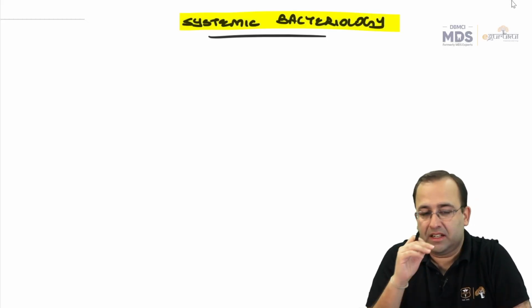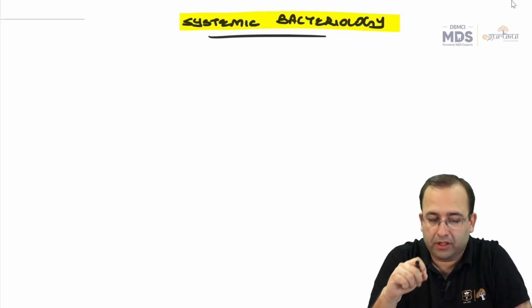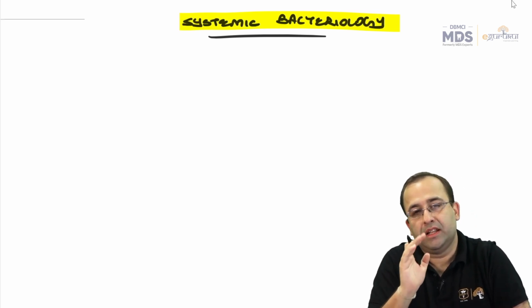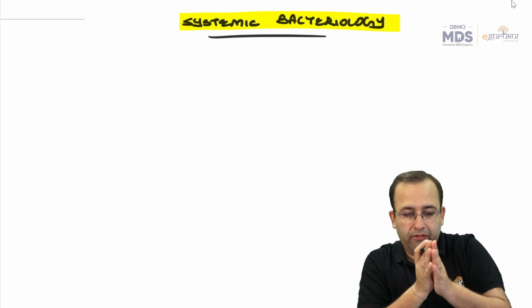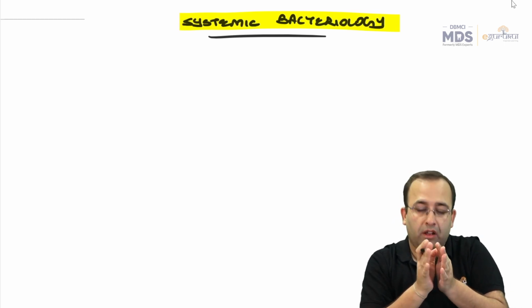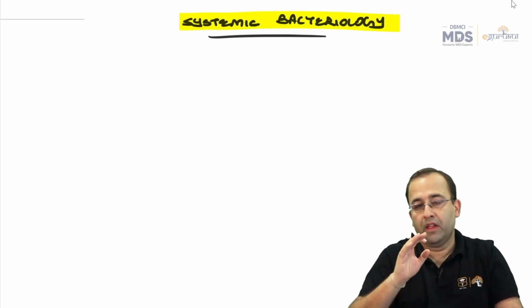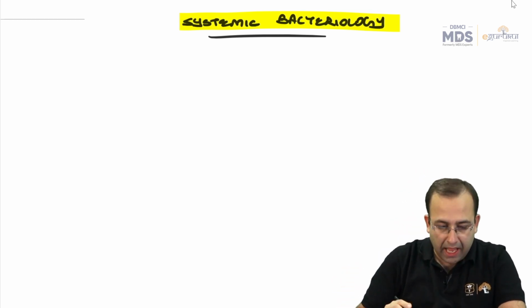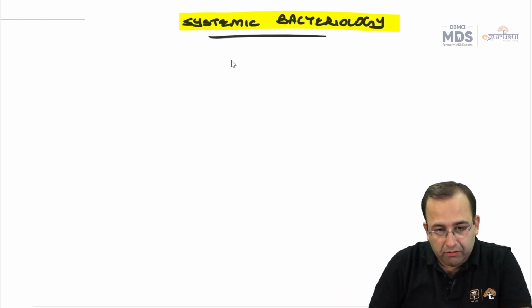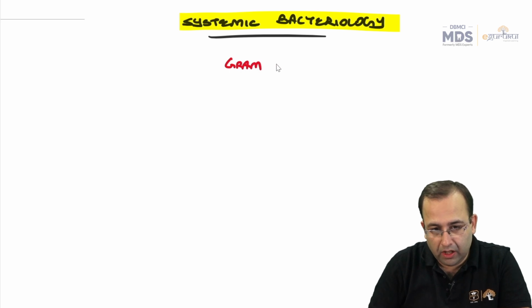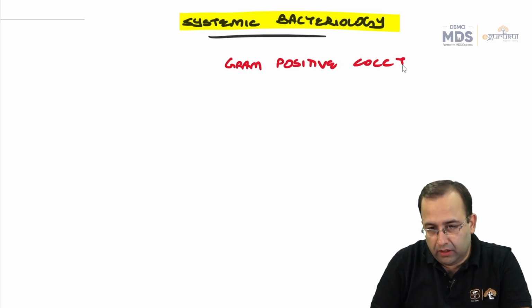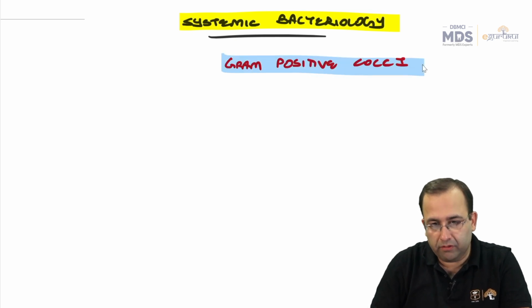Let's start. This starts us with our most conceptual topic in microbiology, that is systemic bacteriology. If you understand this well, your general microbiology concepts will also be much clearer. So let's start with systemic bacteriology, and in this we'll start with our first topic, that is gram-positive cocci.